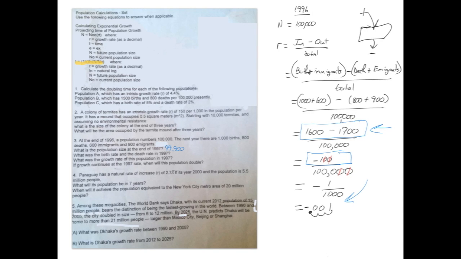And the birth rate and death rate in 1997, well, the birth rate was 1,000 per 100,000, right? So it's 1,000 divided by 100,000, and that's 0.01 in decimal format, or 1% is the birth rate. Does that make sense? How did I do that? I just took how many people were born, which was 1,000, and I divided by the total population of 100,000.